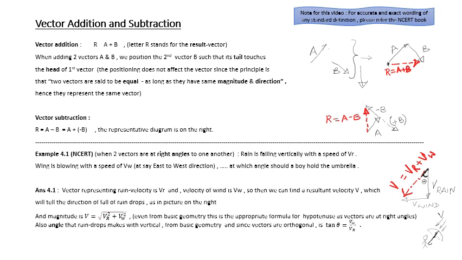It says rain is falling vertically with the speed of VR. This is natural, rain falls vertically. So this is represented in the diagram, which I'm trying to highlight. Rain is falling vertically, and there is wind blowing. Now you see this in the question.